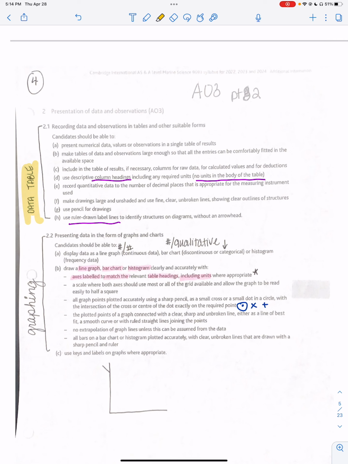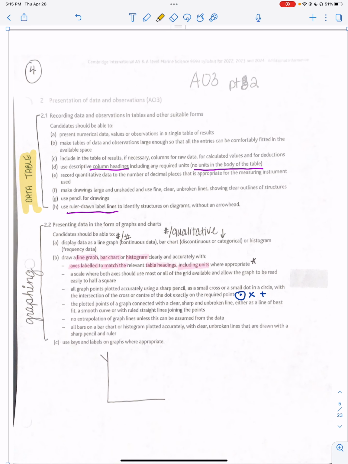Okay, so large enough so that all entries can fit comfortably and you're not writing them outside of the line. Great. Bigger is better than having it too small and having to squeeze in the words. And you don't have to include assumed results, because if you haven't done it then you wouldn't know. Include in the table of results columns for raw data.